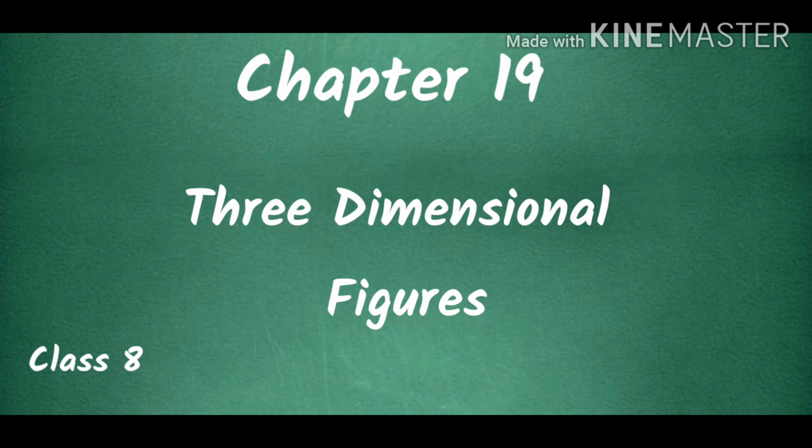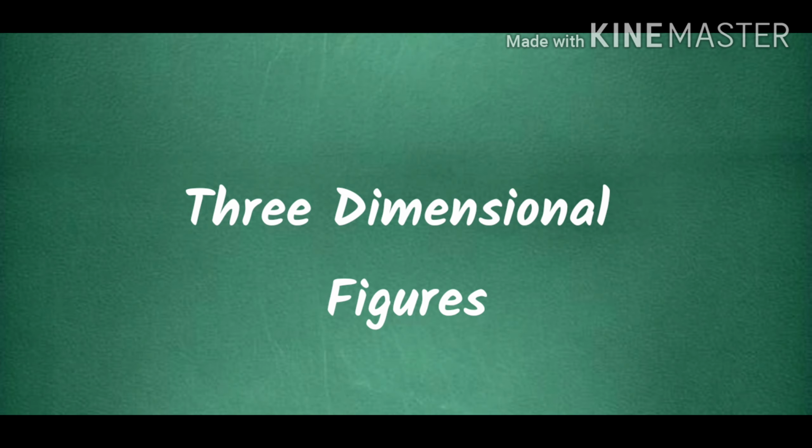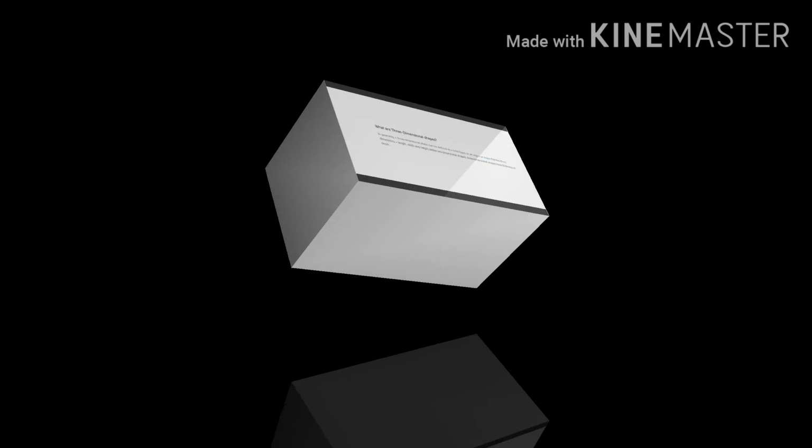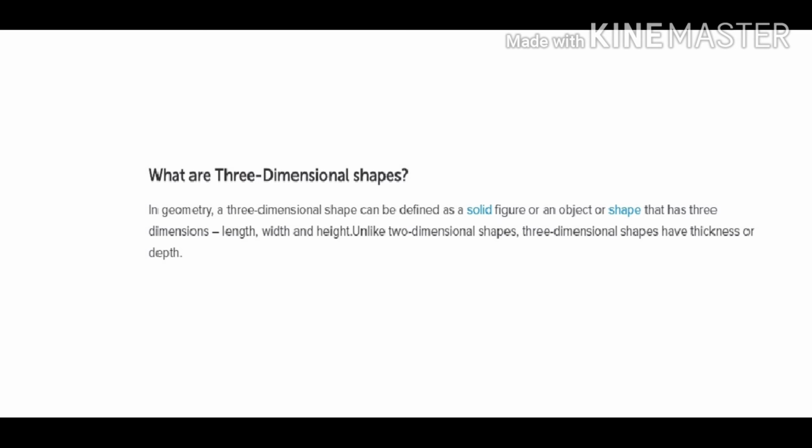Chapter 19, Three-Dimensional Figures for Class 8. In this chapter, we're going to learn about solid shapes. In geometry, 3D shapes can be defined as solid figures which have 3 dimensions, unlike 2 dimensions, like length, width and height. A 3D shape has an extra dimension, which is the thickness, or you can say the depth.